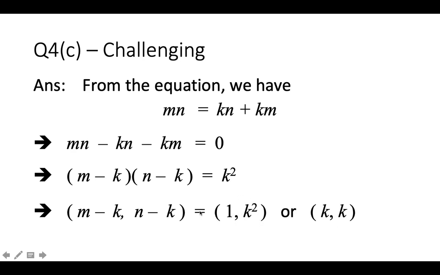So in the first case, we will have m is equal to k plus 1, and then n is equal to k times (k plus 1). And for the second scenario here, we will have m and n both equal to 2k.